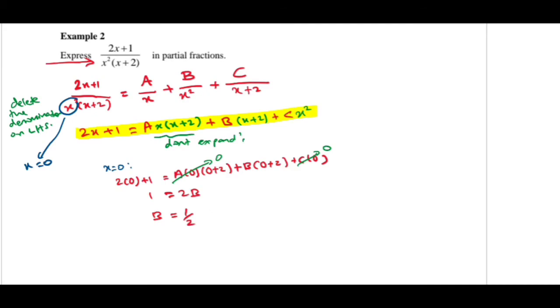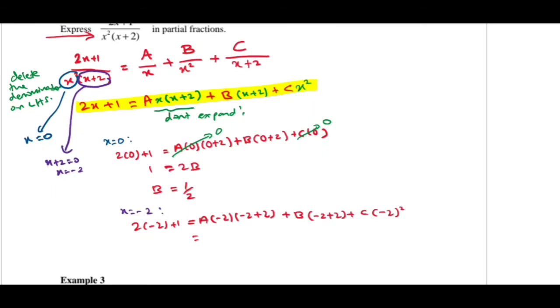And then what's our next choice of x? Look at the denominator on the left hand side, equate it to 0, so your next choice is negative 2. Substitute in negative 2. After that, negative 2 times 2 is 0, so everything goes. Negative 2 times 2 here is also 0, so this goes, and you're left with 4c and negative 3 on the left hand side. So c is equal to negative 3 over 4.